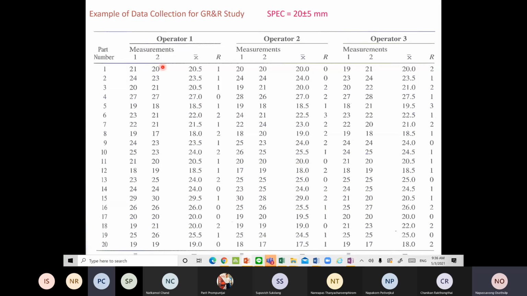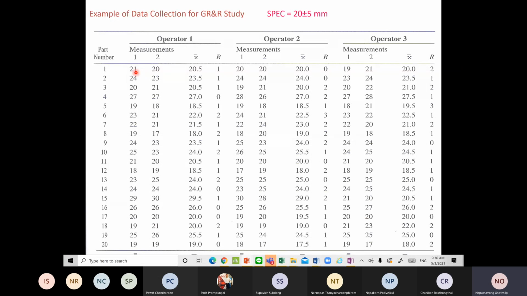It should be repeatability. Yes, very good. Repeatability, because these 2 numbers are under the same operator, right? And under the same part. So it's about repeatability. Okay, good.